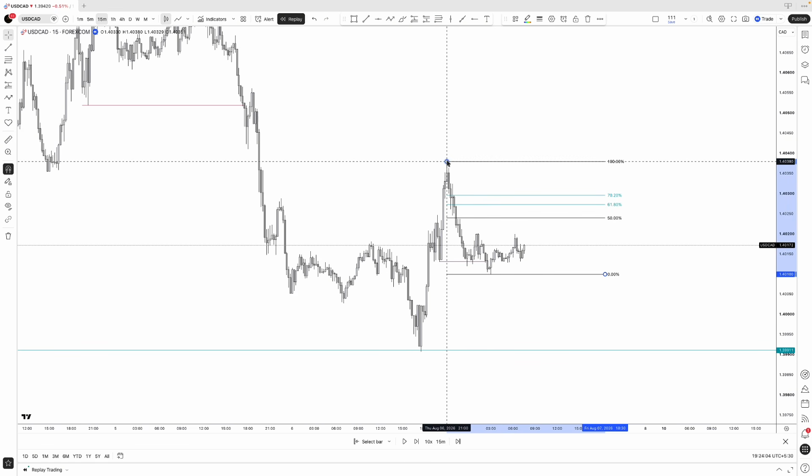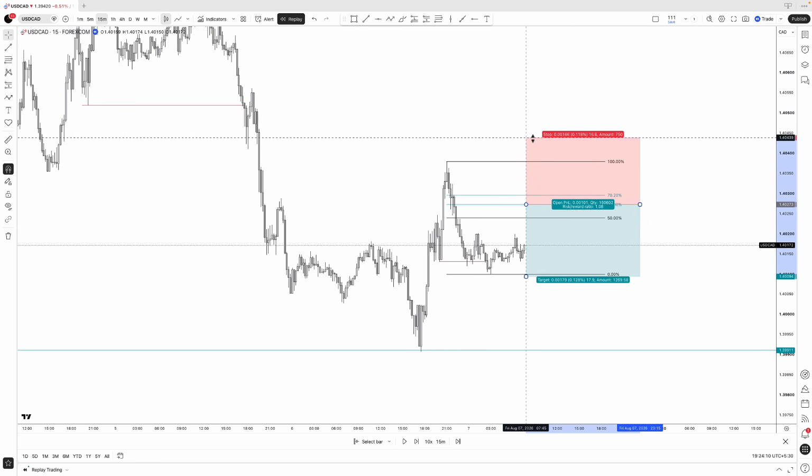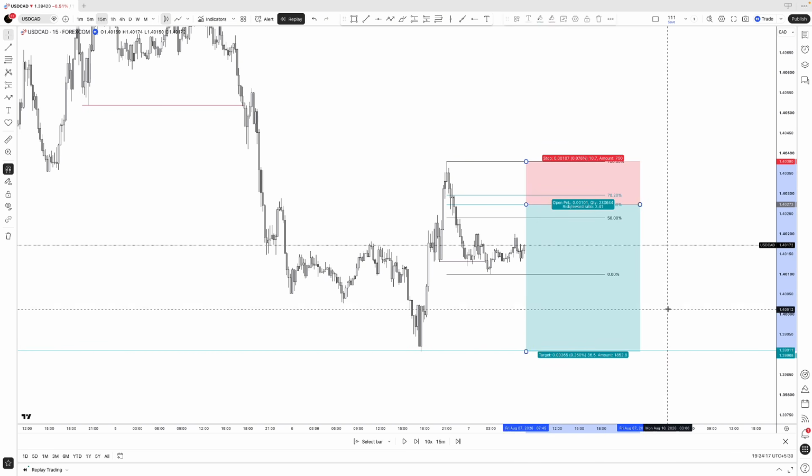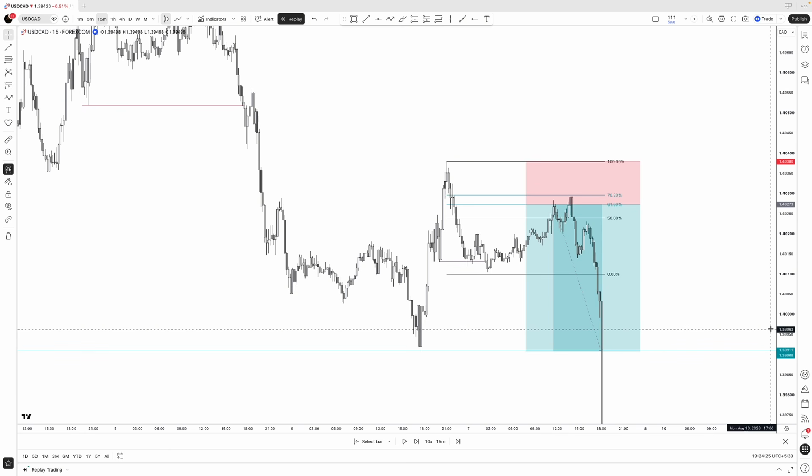We draw the Fibonacci from this high to this low, enter at around the 61.8 or the 70.2 areas, place our stop loss above that previous high. This will be our target, and this would be the final target. So let's see what happens. And there it is. It taps us in, and then it starts moving down.